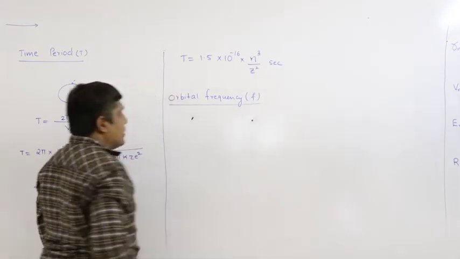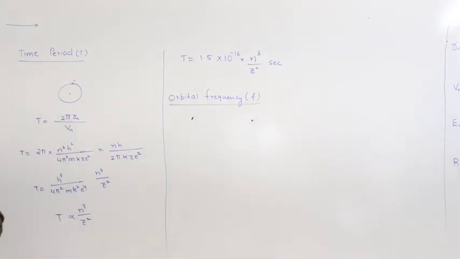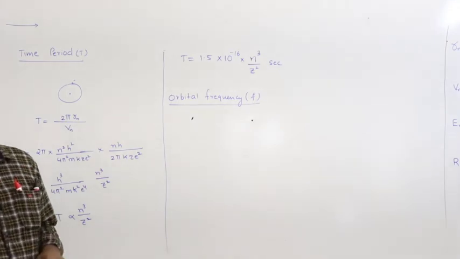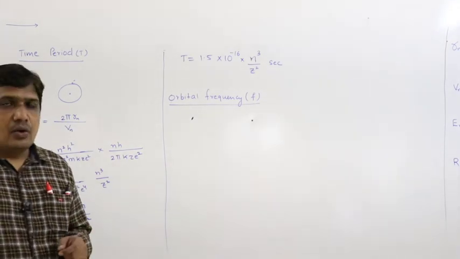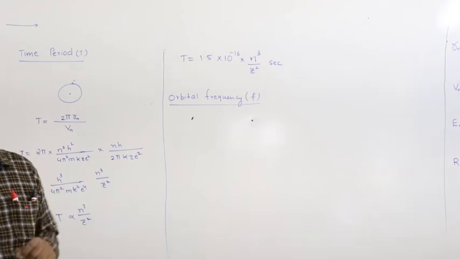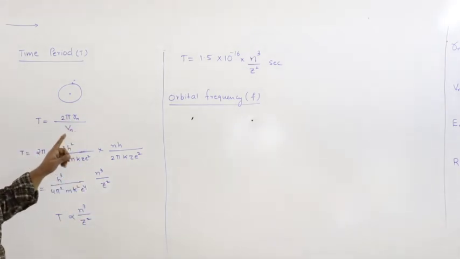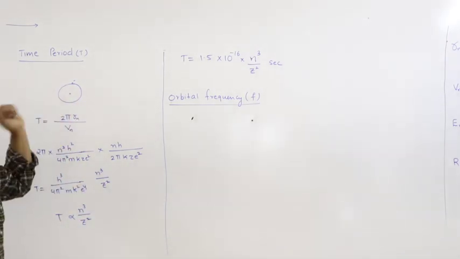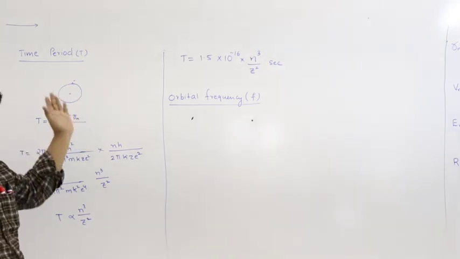So what is orbital frequency? Number of revolutions made by electron in unit time, that is 1 second. Time period means the time taken for completion of one revolution. So they are inversely proportional.